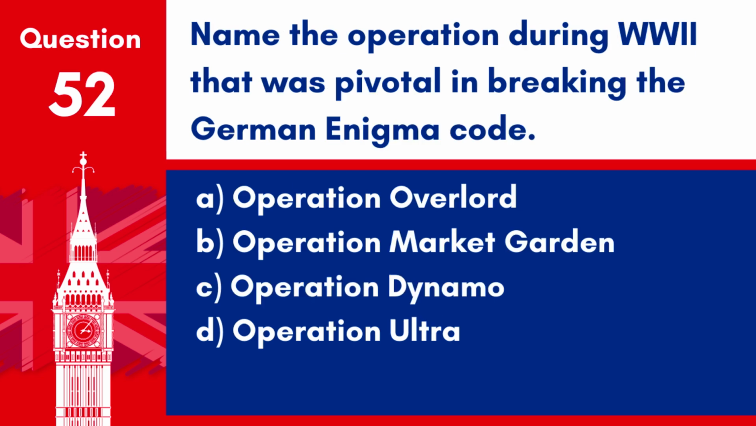Question 52. Name the operation during World War II that was pivotal in breaking the German Enigma code. A. Operation Overlord. B. Operation Market Garden. C. Operation Dynamo. D. Operation Ultra. Answer. D. Operation Ultra. Operation Ultra was the code name for the Allied intelligence project that was pivotal in breaking the German Enigma code during World War II.